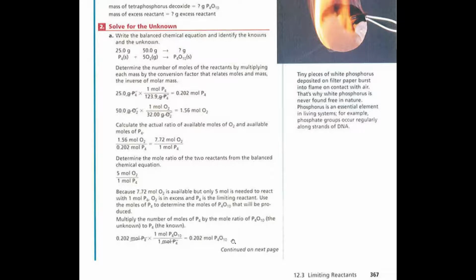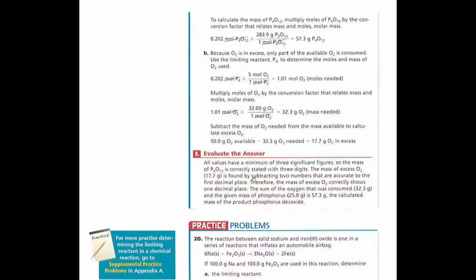And remember, the reason why we're not using oxygen for this is because we have too much oxygen. Oxygen is in excess. We essentially don't have to worry about that. Okay? 0.202 moles. Now let's convert that to mass because the question asks for mass. So 0.202 moles of P4O10 multiplied by its molar mass will get us 57.3. At that point, we are done with question A. A said, how much of our product do we have? 57.3 grams.